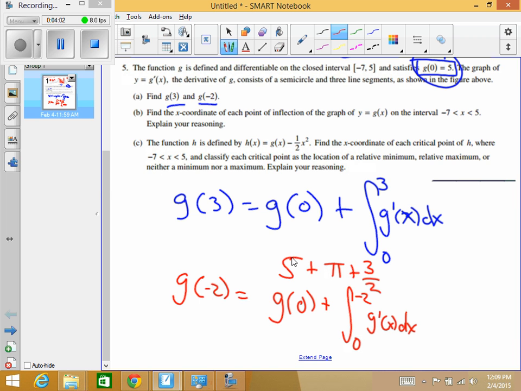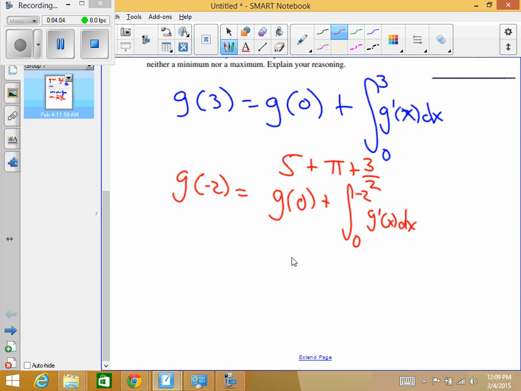The place I expect to see people make a mistake is not realizing that those limits are kind of backwards from what we normally see and expect. We'd rather see something like -2 to 0 with the smaller limit on the bottom. But if we're going to do that, we have to change the sign from positive to negative. At this point, we just need to figure out that net change from -2 to 0 and apply it.